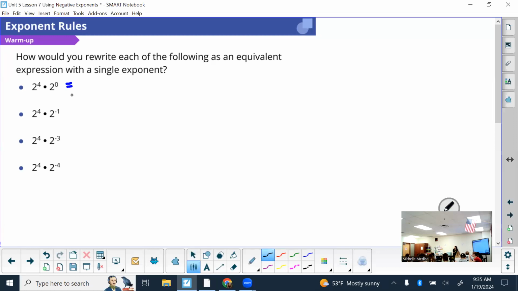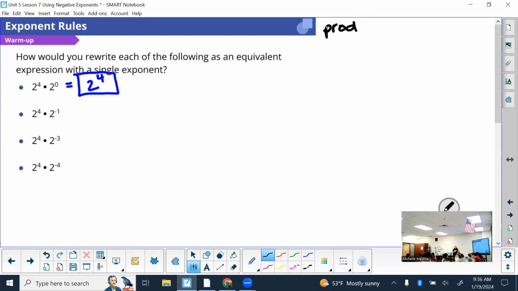Can you tell me what the exponents are? And what's 4 plus 0? So then when you rewrite it, it should be 2 to the 4th. That's it. That is all. We've done it before, and it's the same rule that we've used before.